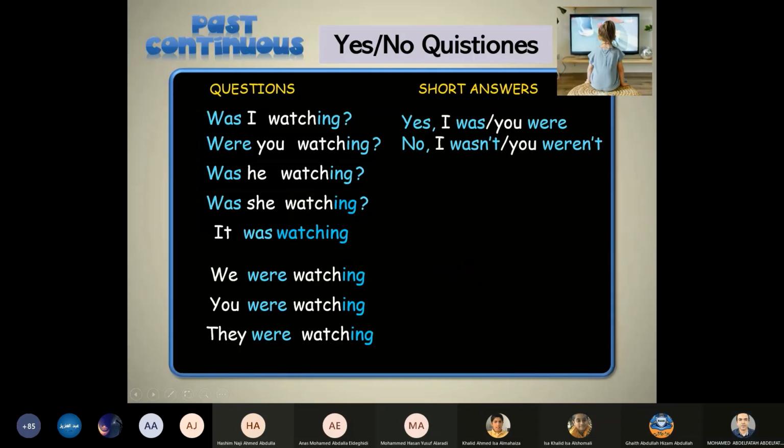Ghaith again. Yes, Mr. Right here, the sentence is, it was watching. You have got a clever cat, and the clever cat was watching the TV with you. The sentence says it was watching. How can you make a question? Yeah. Was it watching? Was it watching the TV?